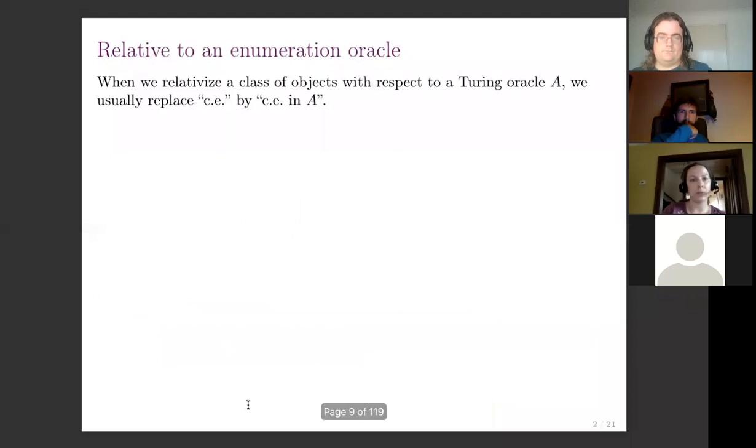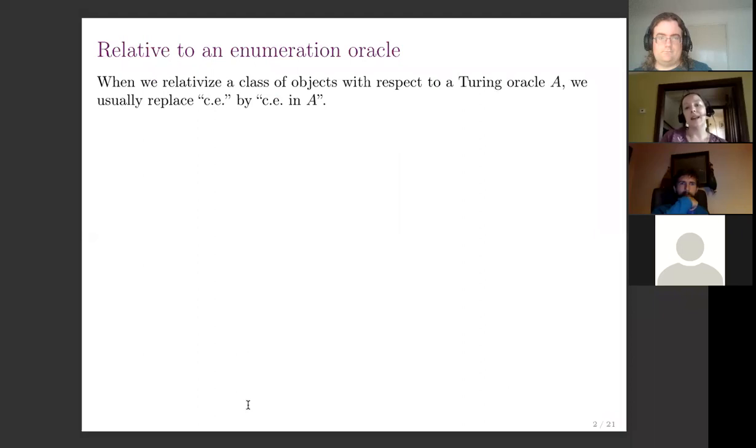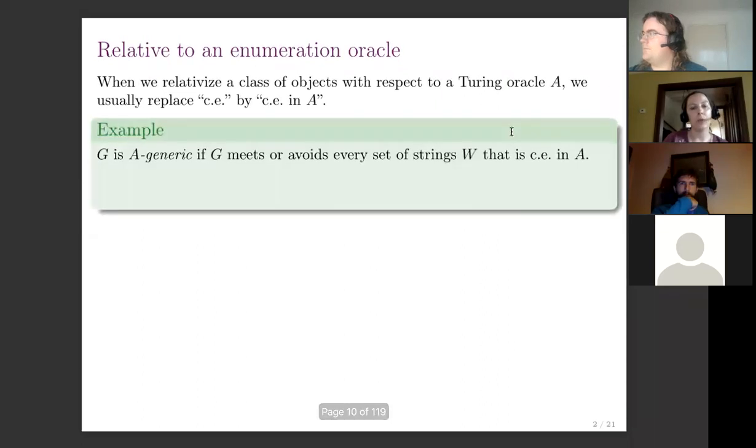Now let me talk about relativizations. When we relativize a class of objects with respect to a Turing oracle, we usually replace CE, wherever CE appears in the definition, by CE in. Let me give some examples to support this general statement. So for example, we can say that G is A-generic if G meets or avoids every set of strings W, where instead of W being CE, A-generic, we ask that W is CE in A.